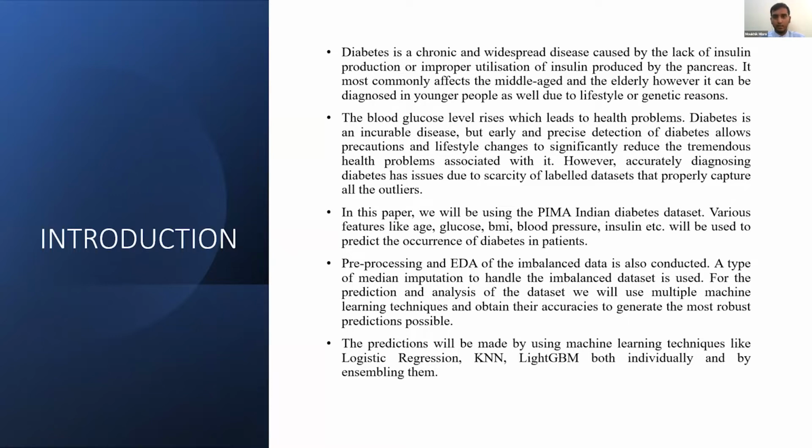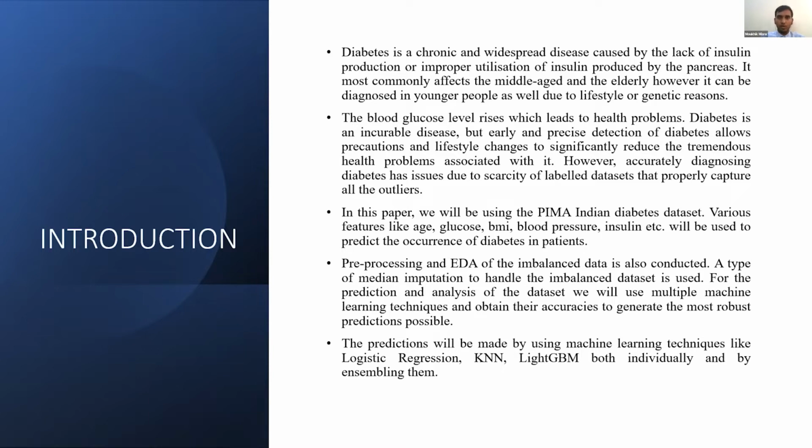There are two types of diabetes, type 1 and type 2. We've considered type 2 diabetes. The blood glucose level rises, which leads to health problems. Diabetes is usually an incurable disease, but an early and precise detection of diabetes allows potential patients or people at risk to change their lifestyle and take precautions which can significantly reduce the risk associated with diabetes.